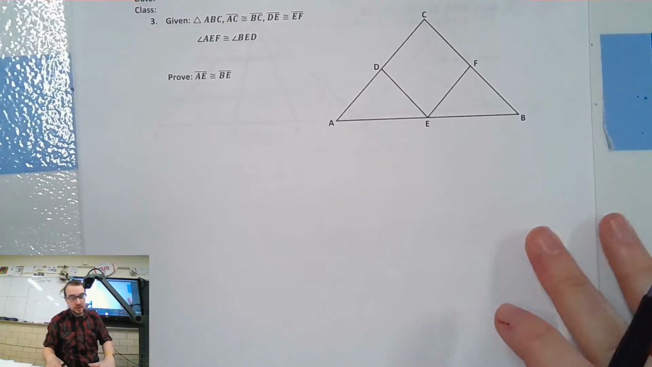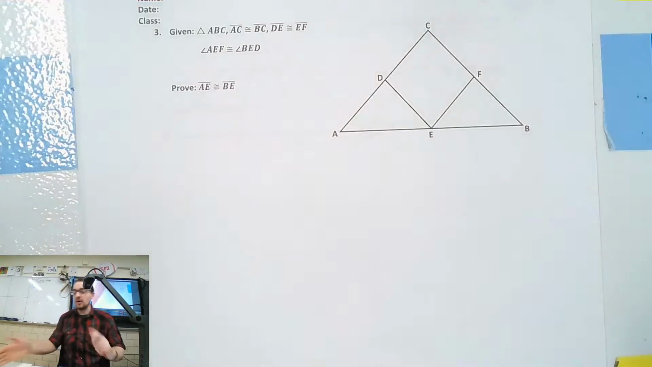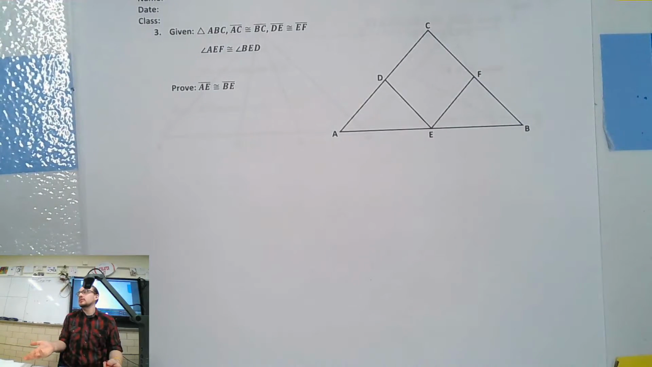All right, let's look at 3. All right, similar diagram. We're going to mark different things, though, so it's going to make it a different problem. Notice all these diagrams are from the packet we've been doing. I just marked different things. So they're going to create a different proof.